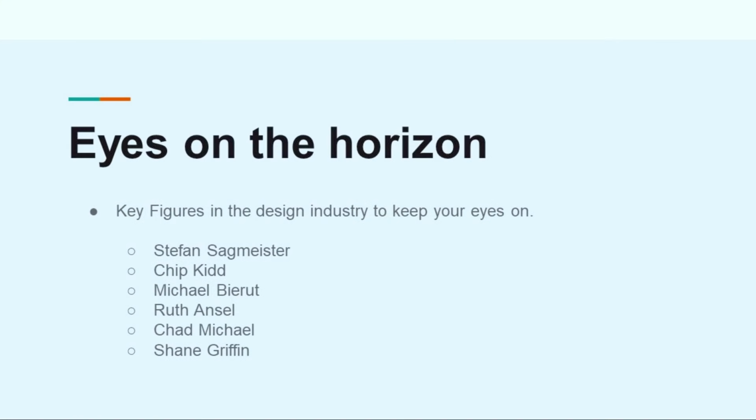All right, so keeping our eyes on the horizon, who are some key figures you want to look at right now in graphic design? Some notable designers are Stefan Sagmeister, Chip Kidd, Michael Bierut, who was actually trained by Massimo Vignelli. He is now a partner at Pentagram, a big design agency. Ruth Ansel, Chad Michael, and Shane Griffin. These are all very, very prominent key designers in the graphic design industry that you want to keep an eye on amongst all the historical values of graphic design.